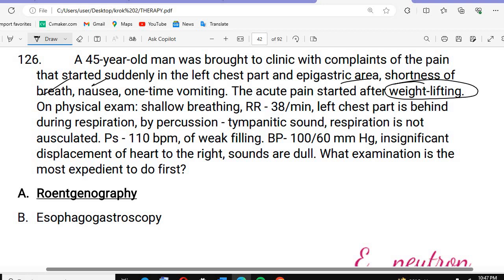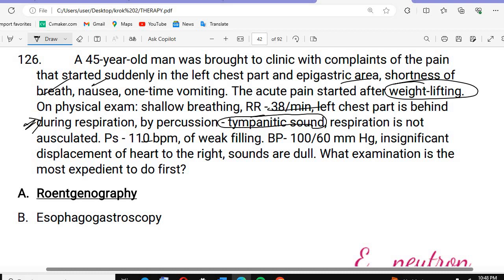On physical examination, shallow breathing, the respiratory rate is increased. The left chest lags behind during respiration, which means some pulmonary pathology is indicated. On percussion we see a tympanic sound, which is seen in case of pneumothorax.